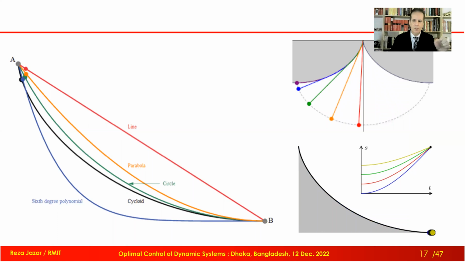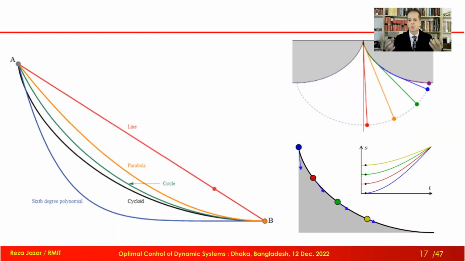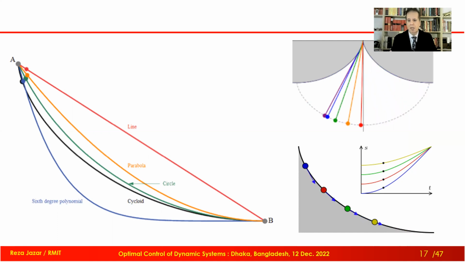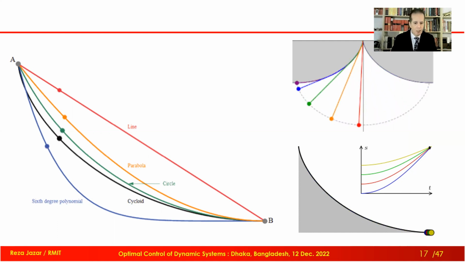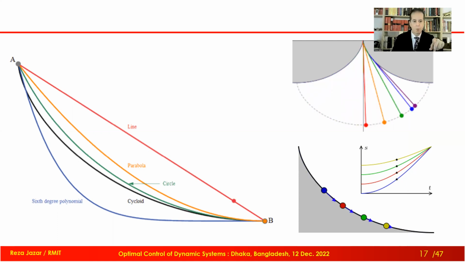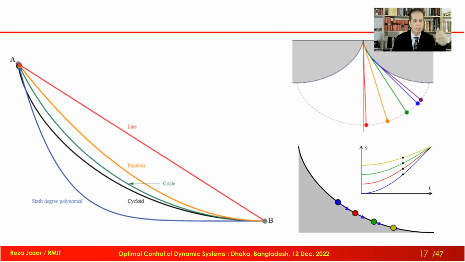On the left figure, as you can see, between A and B, there are different paths. One of them is a straight line, which we probably guess must be the solution for minimum time, but it is not. You see the green one, which is part of a circle. That was the guess of Galileo. Galileo guessed that a circle, or an arc of a circle, gives us the minimum time. Now we know that the cycloid is the minimum time path.